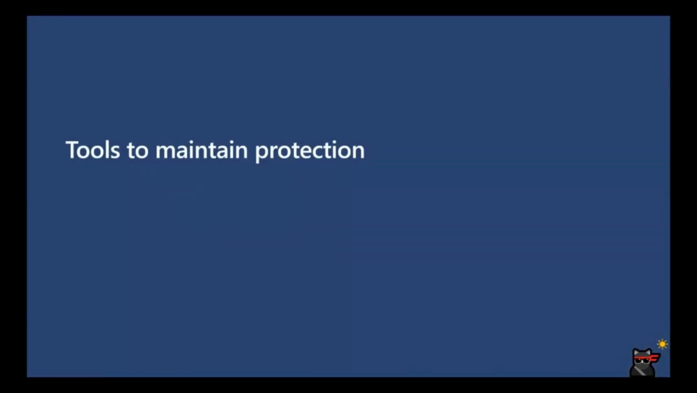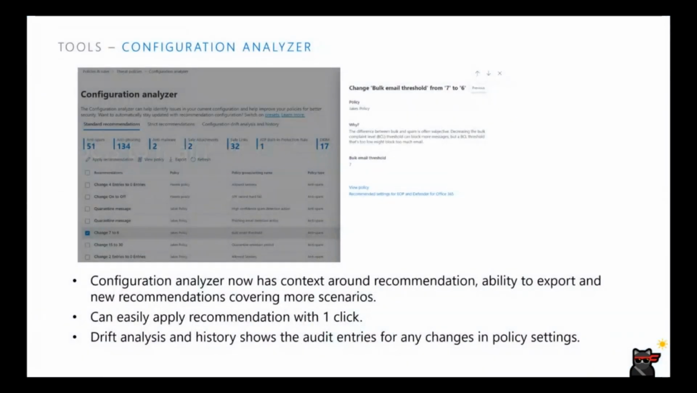We have some tools to help us maintain this level of security in Defender for Office. We have the configuration analyzer, which is not brand new, but almost new. We can look into how our environment would look if we were using the standard or preset configuration, and we can apply those recommendations with one click if we want to. We also have the drift analysis and history, showing what has been happening to this policy and who changed it, so we can see that as well.